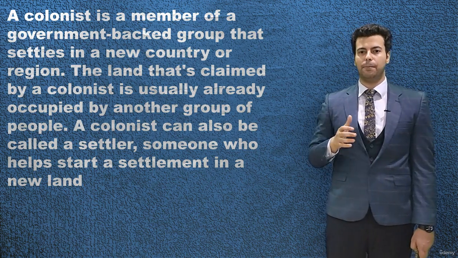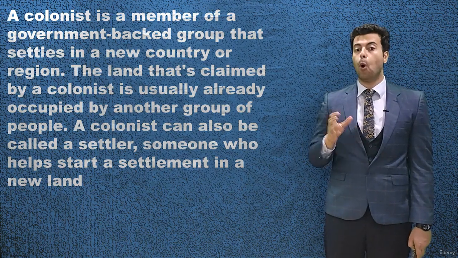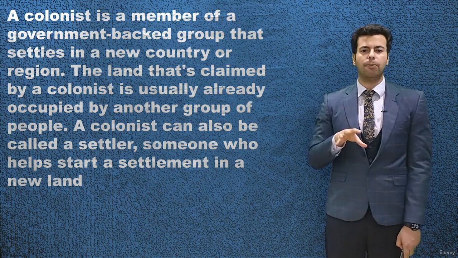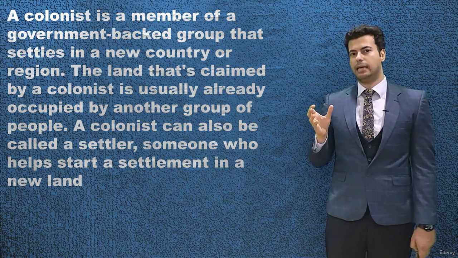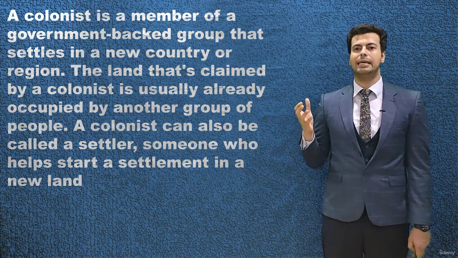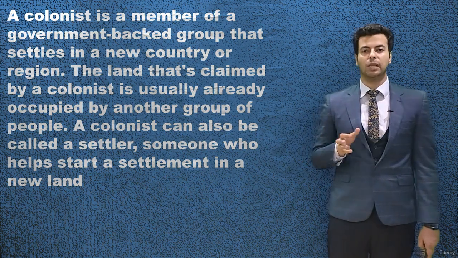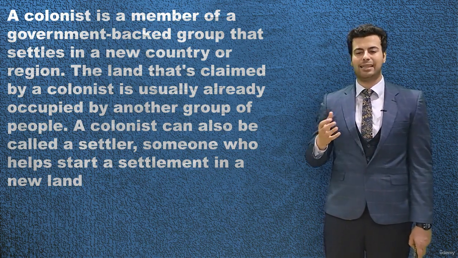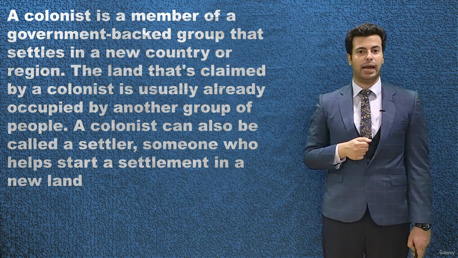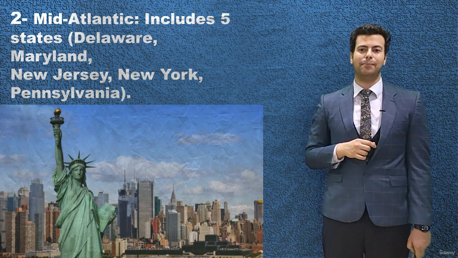A colonist is a member of a government-backed group that settles in a new country or a region. The land that is claimed by a colonist is usually already occupied by another group of people, like when the settlers from England kicked out and killed the Native American people or the Native American tribes. A colonist can also be called a settler, someone who helps to start a settlement in a completely new area or land. The second region that we are going to study is the Mid-Atlantic.